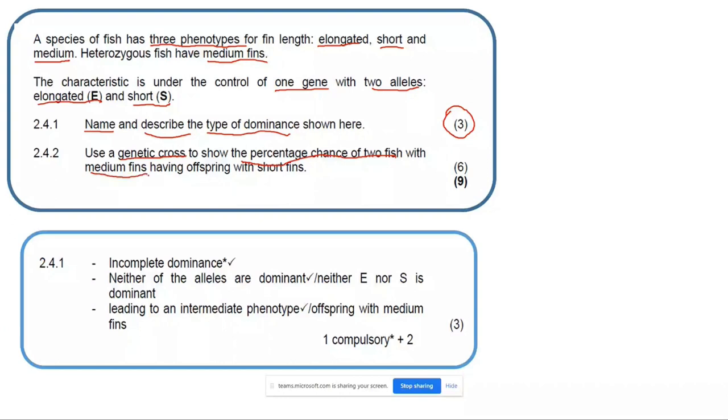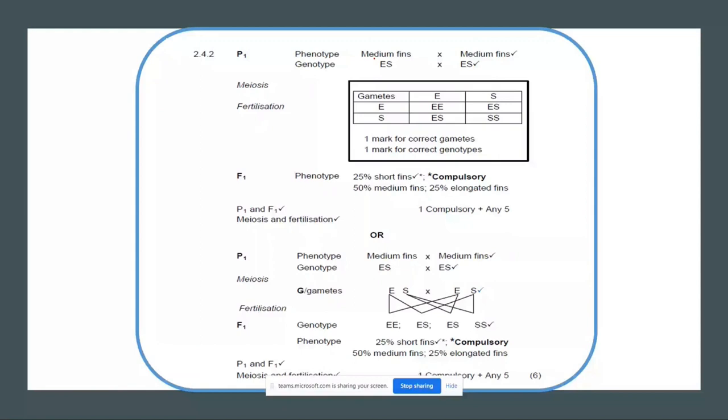What's your recipe for a genetic cross? P1 phenotype, write down the phenotype, write down the genotype. Meiosis takes place, it forms gametes. Fertilization takes place, my gametes fuse, and I get my genotype and my phenotype. Let's have a look at that one. So 2 medium fins, so P1 phenotype, medium fin with medium fin. The genotype for medium fin is ES. ES, meiosis takes place, gametes are formed.